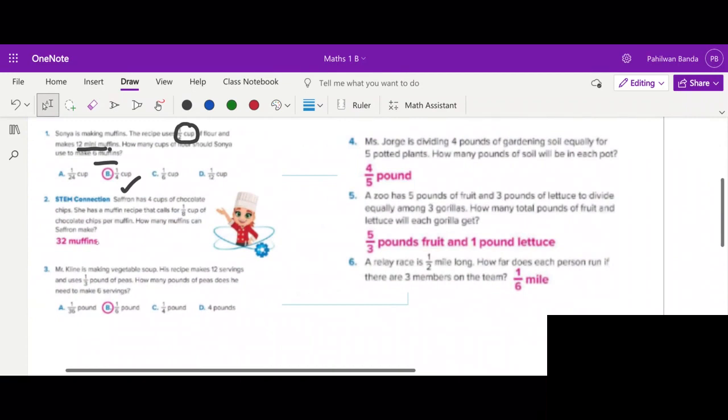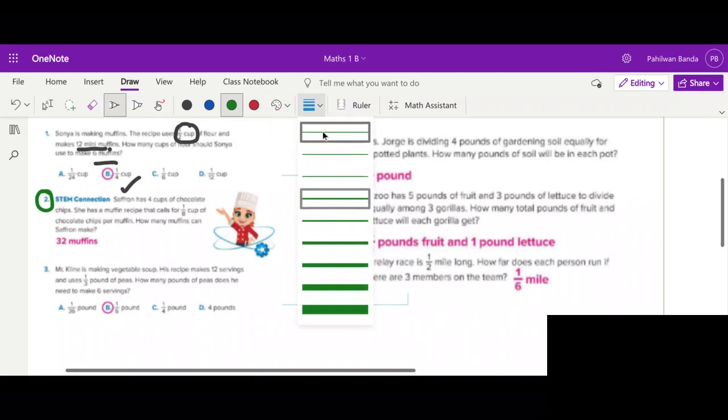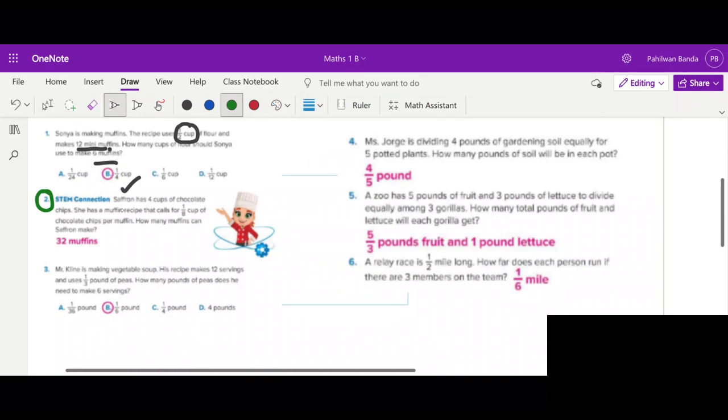Now look at the second question. It's almost the same, similar question. Let me select another pen, I'll say green pen. Now, in question number 2, Saffron has 4 cups of chocolate chips. She has a muffin recipe that calls for 1/8 cup of chocolate chips per 4 muffins. Now, how many muffins can Saffron bake?